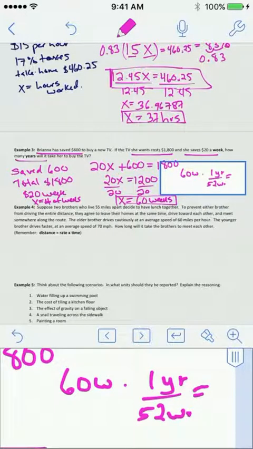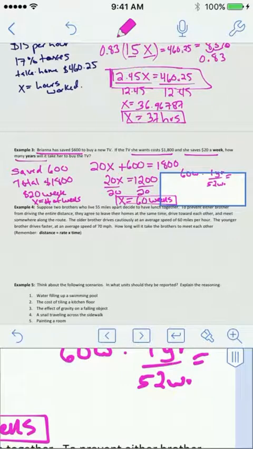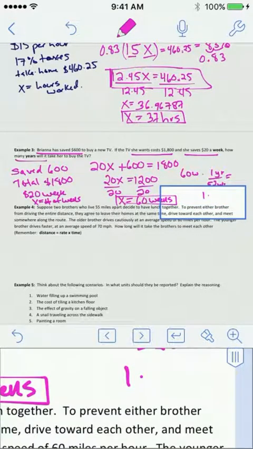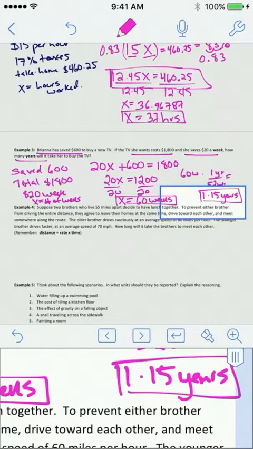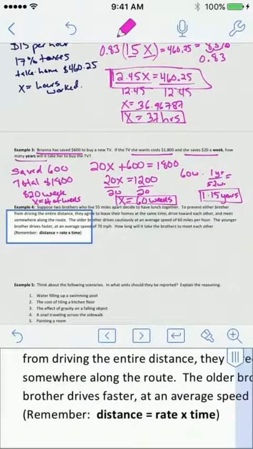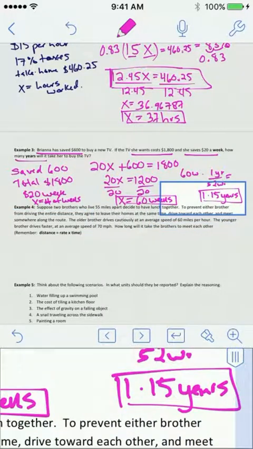And we get 1.15 years. That's how long it's going to take her to earn this TV if she saves $20 a week. It must be a pretty nice TV. Sounds pretty cool. Okay.